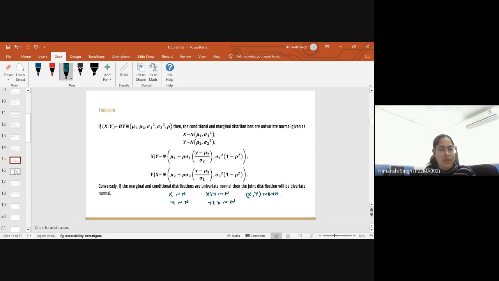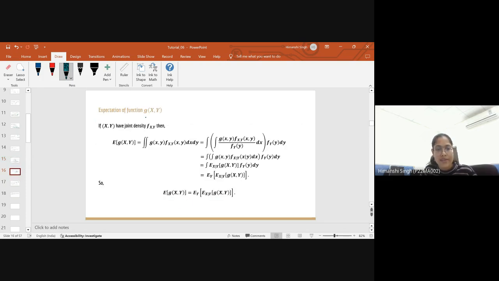Apart from this, how can we find the expectation of this function of random vector x comma y? Now if I consider that x comma y has a joint density fxy, and I want to find the expected value of gxy, then directly I have this formula: I will double integrate gxy multiplied by the joint density over dx and dy. Apart from this, what will be the form when I consider the conditional concept?